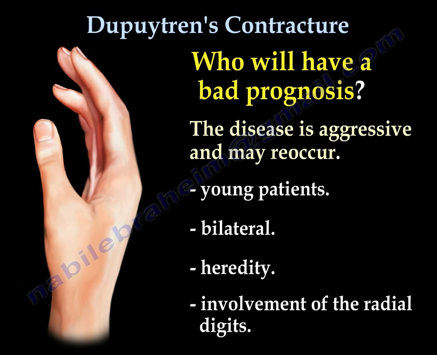Who will have a bad prognosis? The disease is aggressive and may recur in young patients, in bilateral cases, if it is hereditary, or if it involves the radial digits.